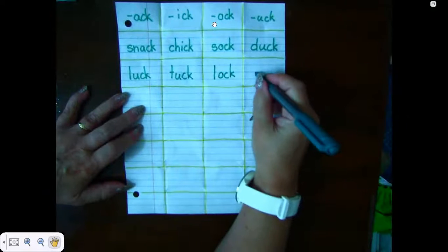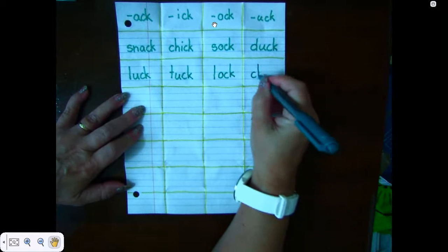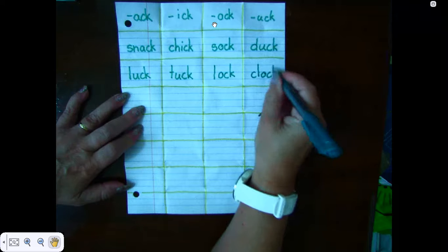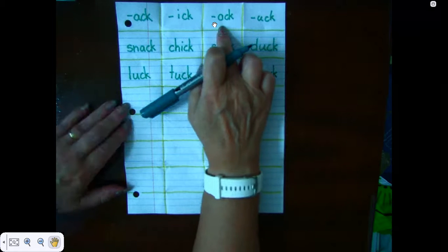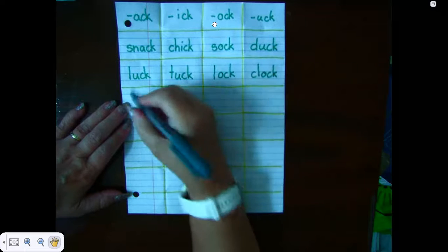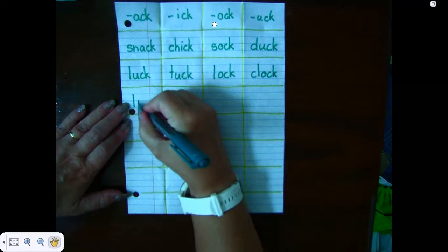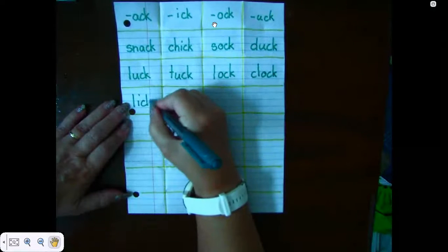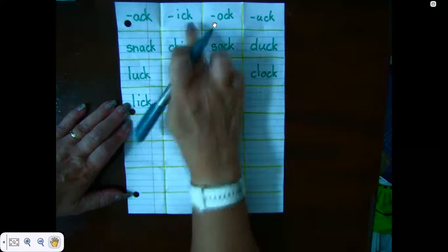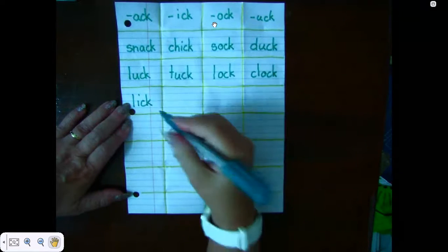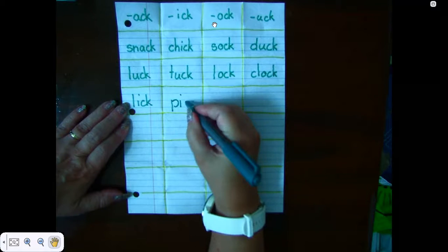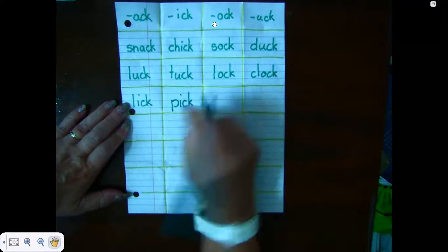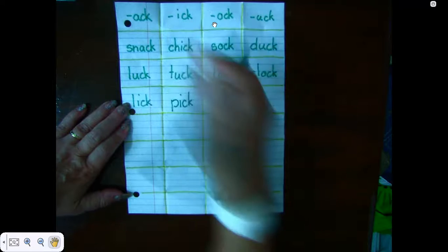Clock. We just learned all about our clock. And it has the ok ending, so it goes in this column. Lick. It has the ik ending, so it goes over here. Pick. Ik goes over here.